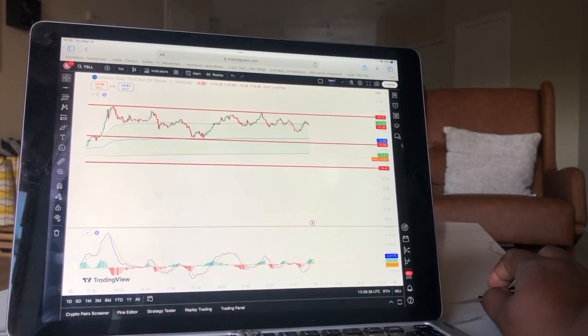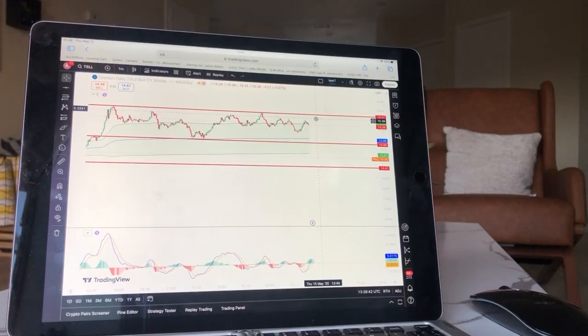So this is 2 minutes before the market opens. Kind of got up a couple minutes late, but I'm here. That's all that matters.